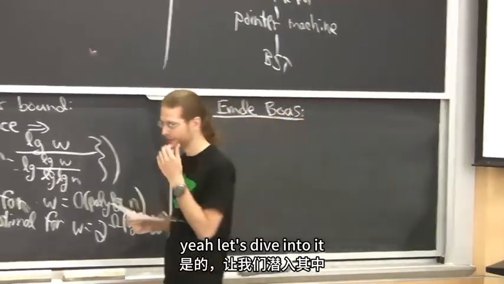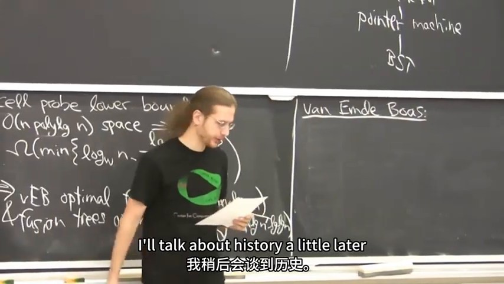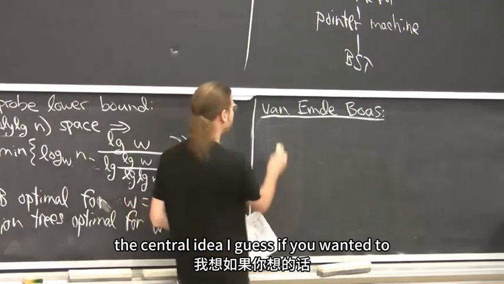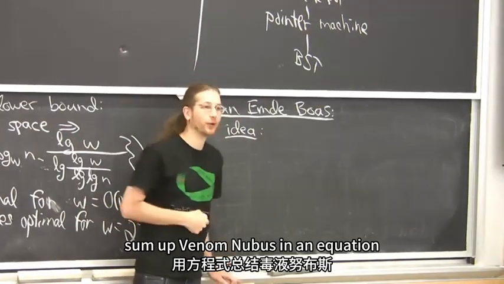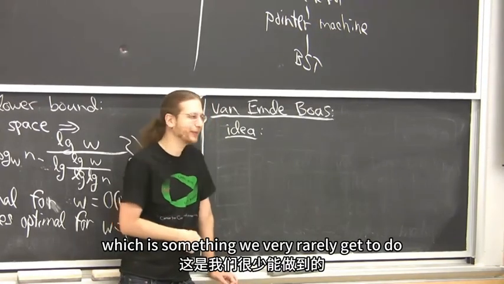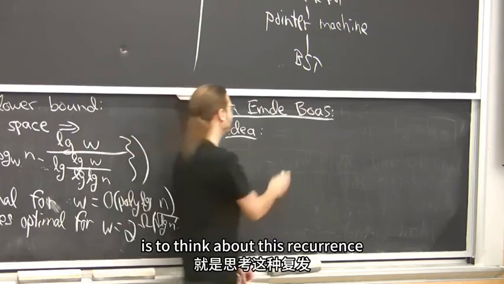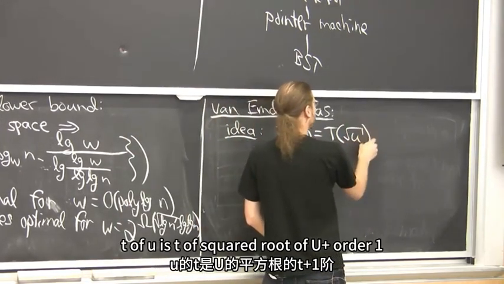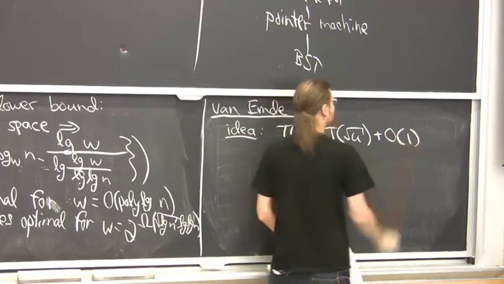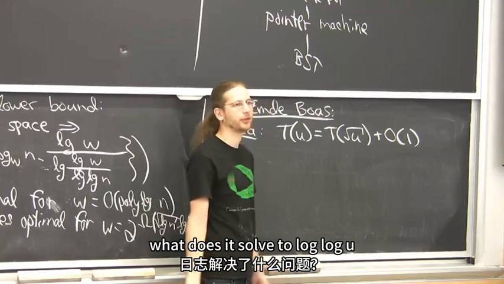Yeah, let's dive into it. I'll talk about history a little later. The central idea, I guess if you wanted to sum up van Emde Boas in an equation, which is something we very rarely get to do in algorithms, is to think about this recurrence. T of u is T of square root of u plus order 1. What does this solve to?